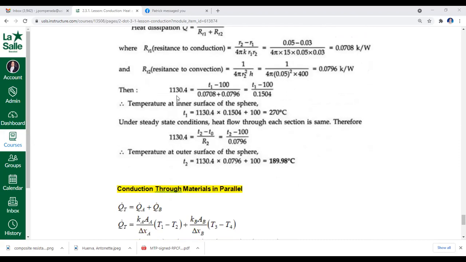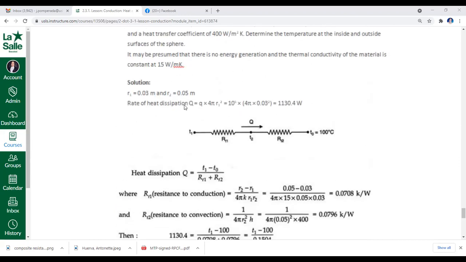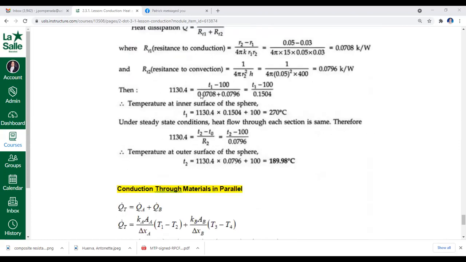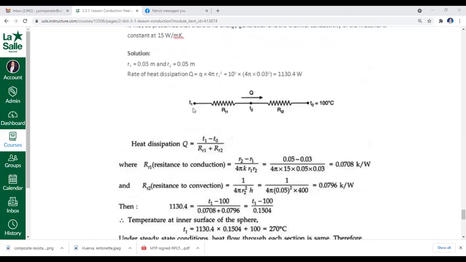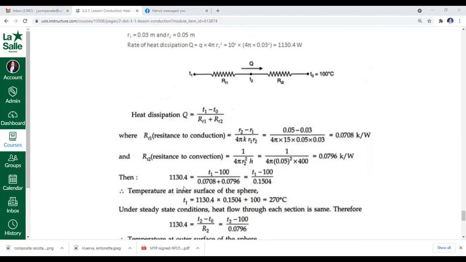Okay, so we have used the 1130.4 watt, and then we equated it in here in our formula. This is our formula to get the T sub 1, that's the temperature here in the inner part of your sphere. Now, the temperature of the inner surface, based on what we have in here, is 270 degrees Celsius. This is just a simplification of the equation above to give you 270 degrees Celsius.